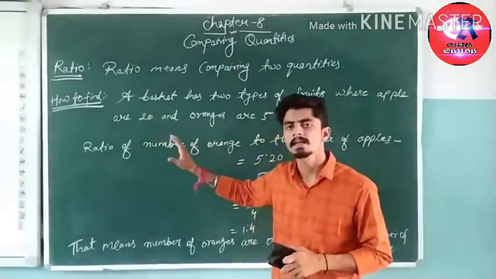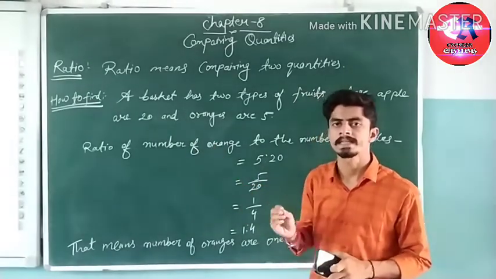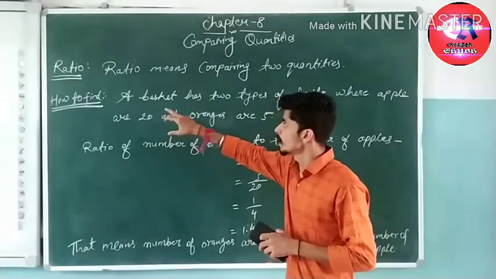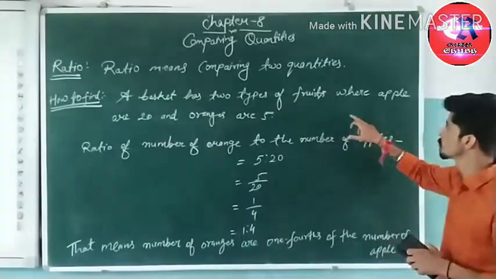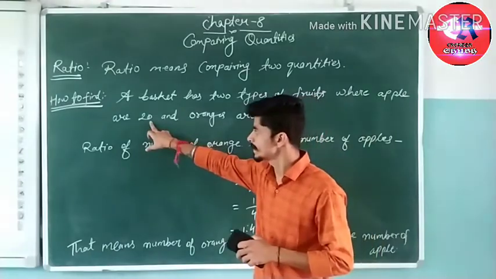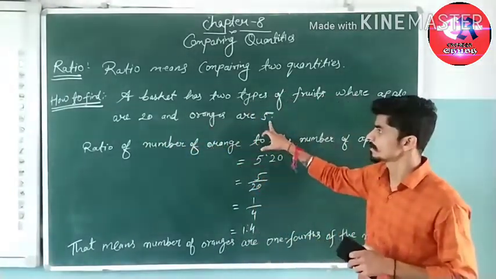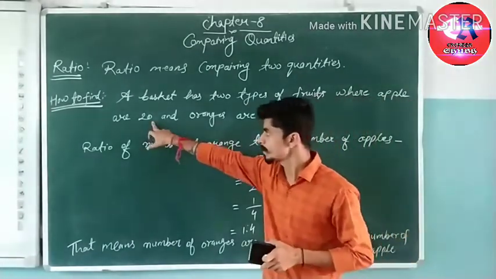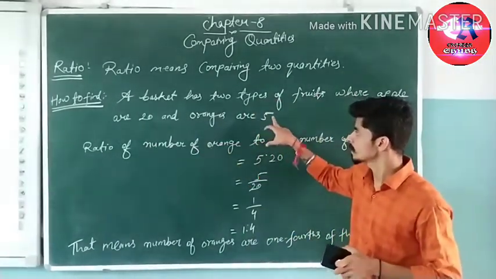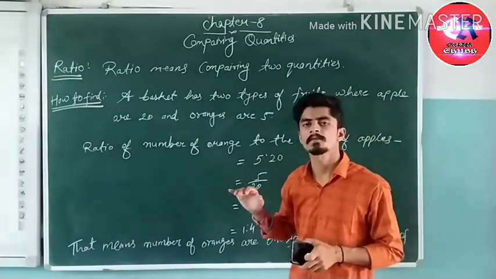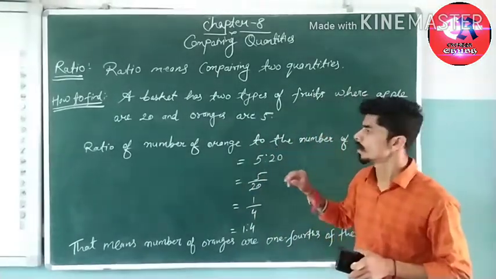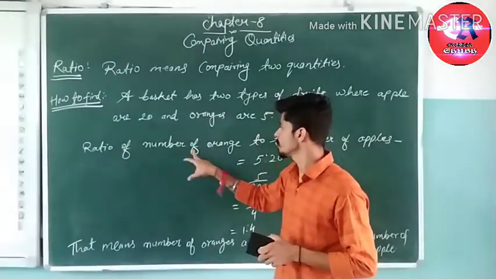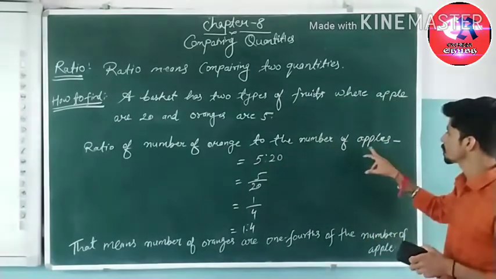Now how to find a ratio of the quantities? Let's take an example. A basket has two types of fruits, where the number of apples is 20 and the number of oranges is 5. So we have to find the ratio of the number of oranges to the number of apples.